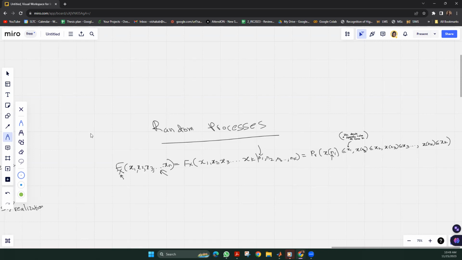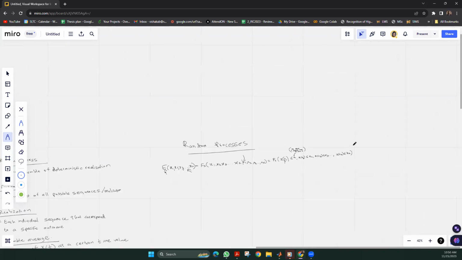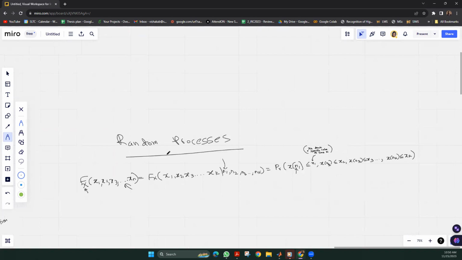Inside my CDF function. The CDF function will give me the total probability of all these random variables being under certain limits. So this function is the CDF function. If you want to find the PDF function, we can basically find it by taking the derivative of the CDF function. So the PDF function we can denote as the derivative of the CDF function.